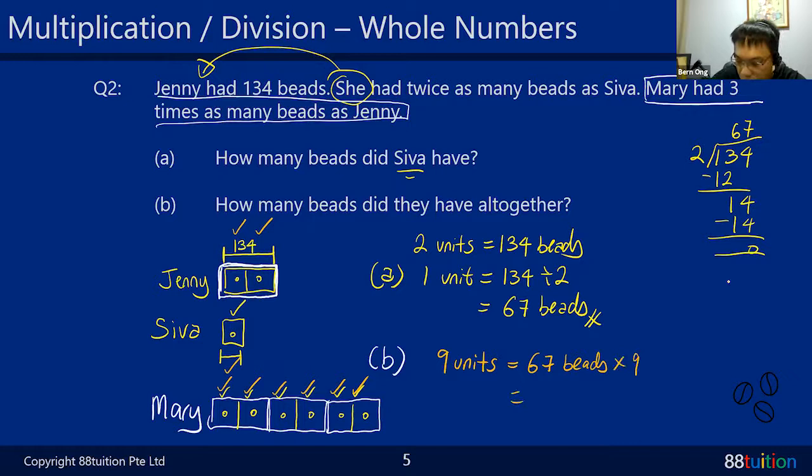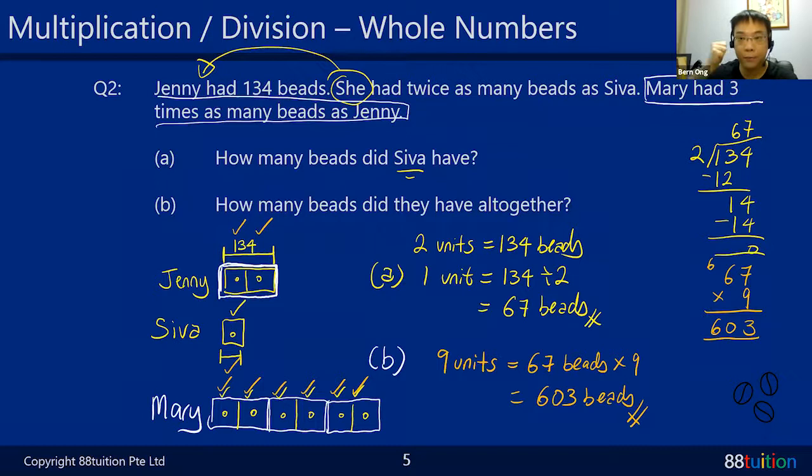67 times 9 is, all right, 3 here, 6. 603. Can you see not? And that is your answer for part B. Is it okay? Yes, Shani. 603 is correct. Good. All right, very good.